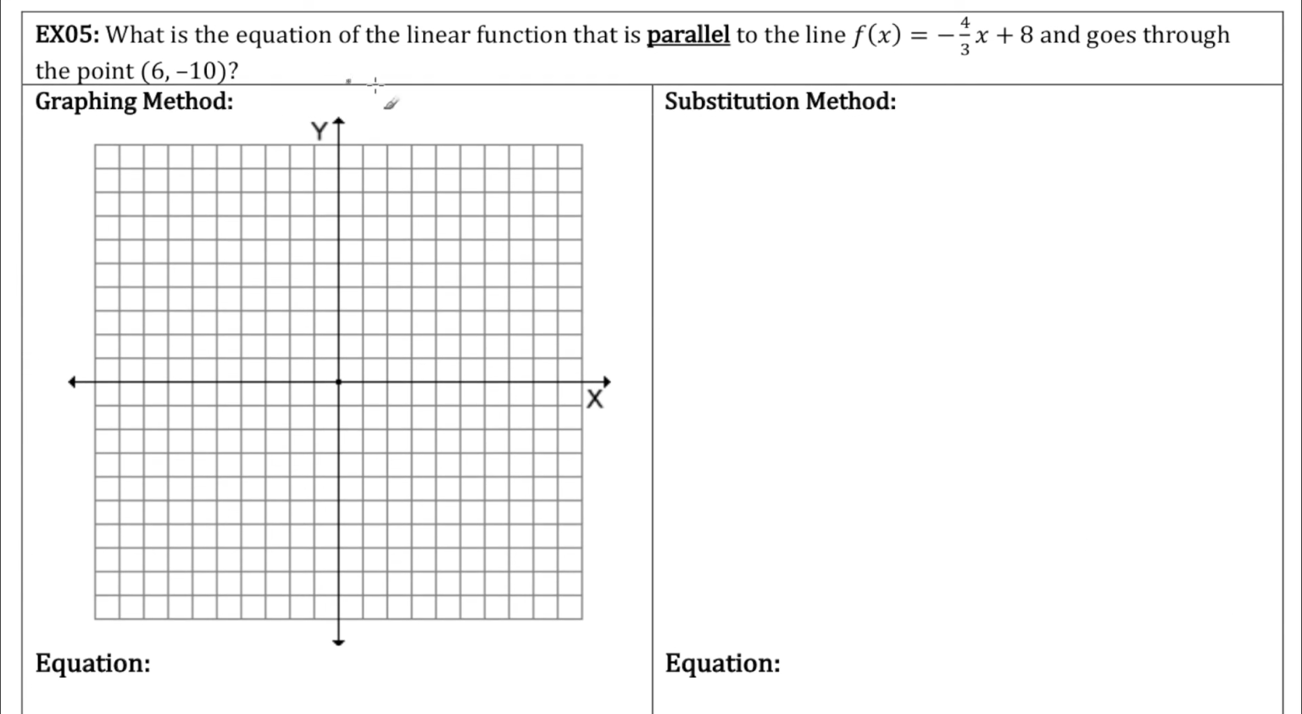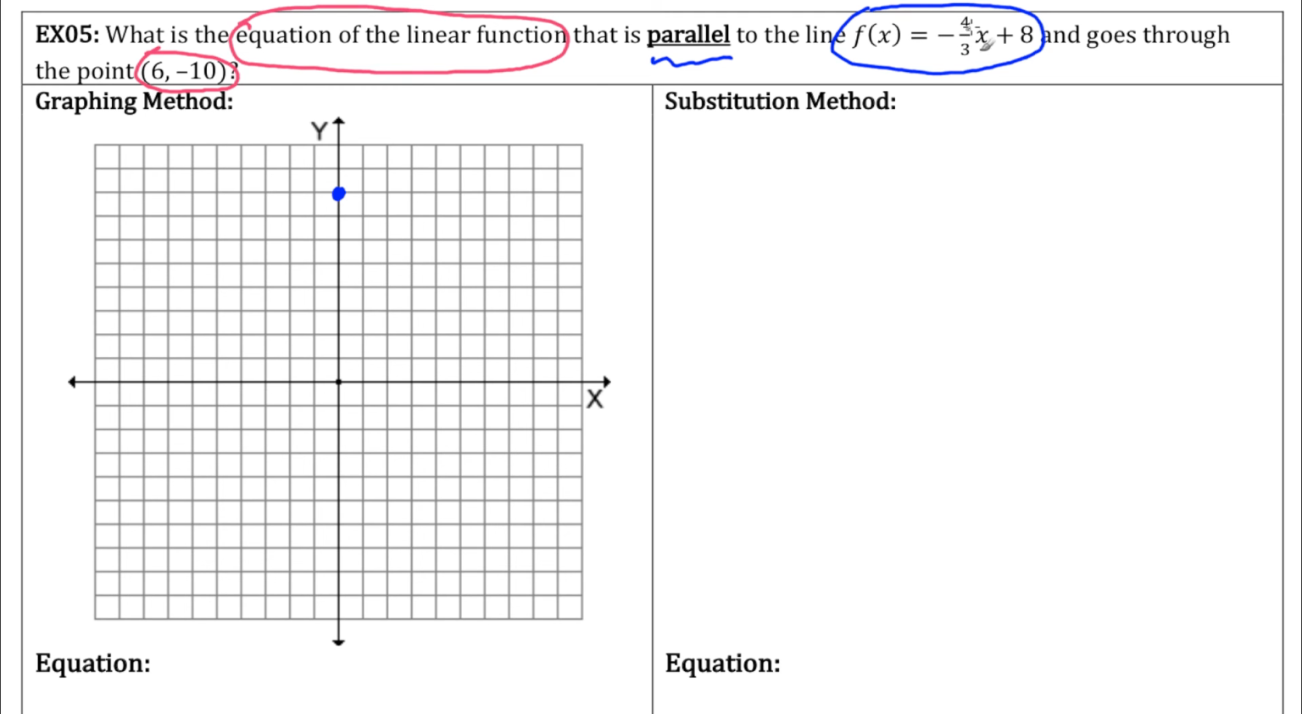Okay, so what is the equation of a linear function that is parallel to the line f of x equals negative 4 over 3x plus 8? And that line also goes through 6, negative 10. So let's graph this one first. 0, 8.